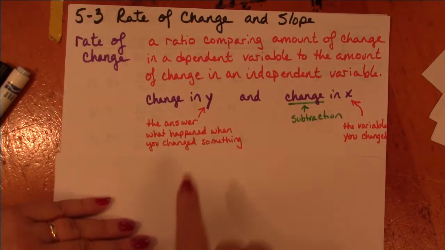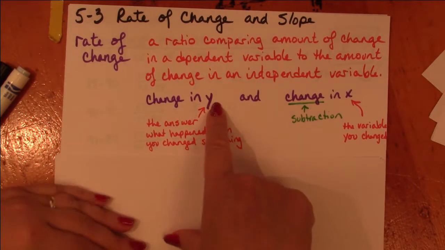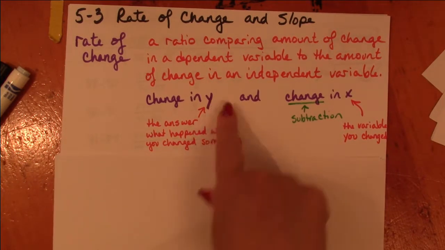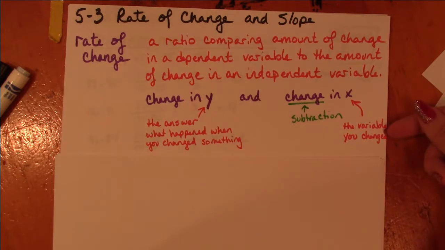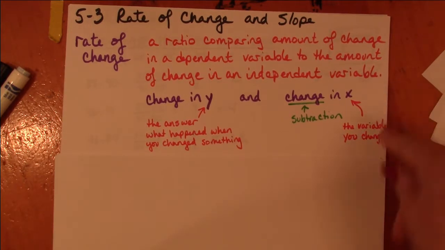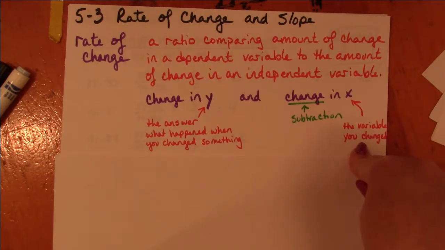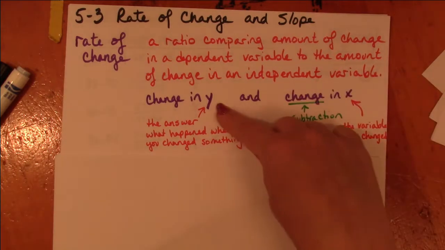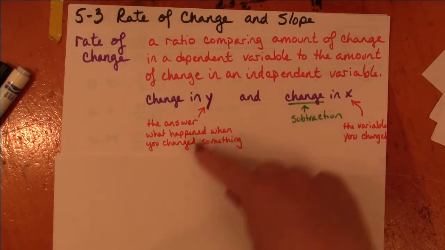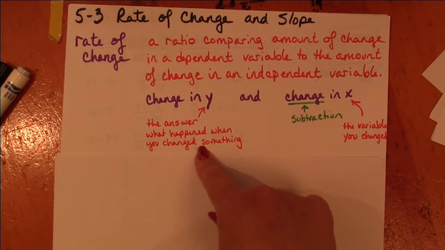So, if we remember from last chapter, y is what happens when you change something. X is the variable that you changed. X is the independent variable. You have control over the x. You get to pick which x's that you use. Where y is the answer. This is what happened when you change something.